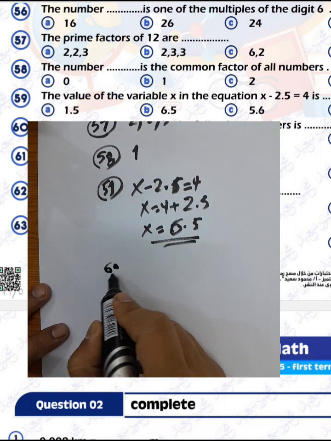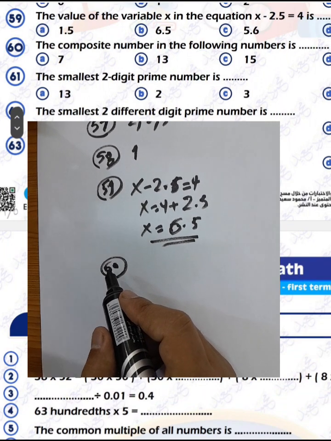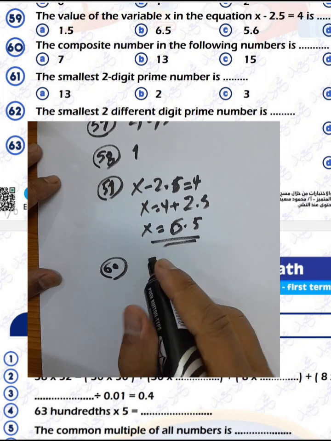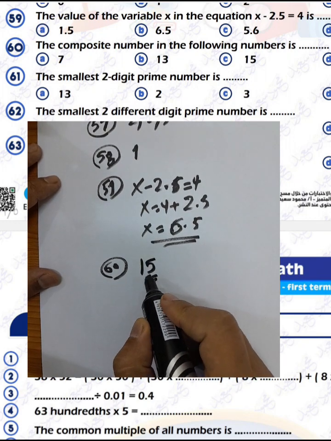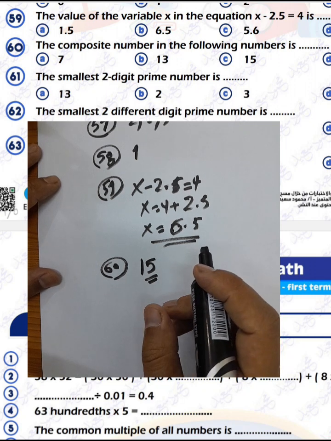Question 60, the composite number is the following number, it will be what? Composite, which number is not prime? 15, because 15 can be divided by itself, and 1 and 3 and 5.